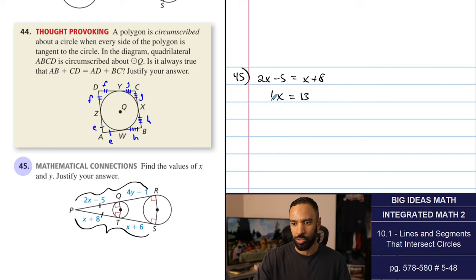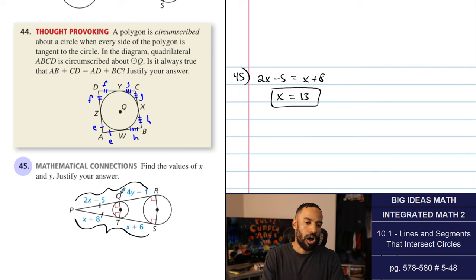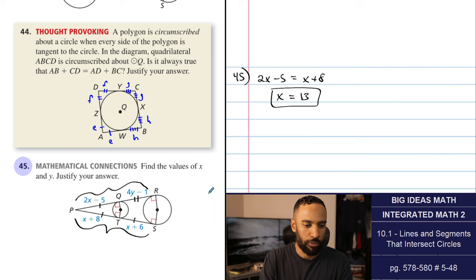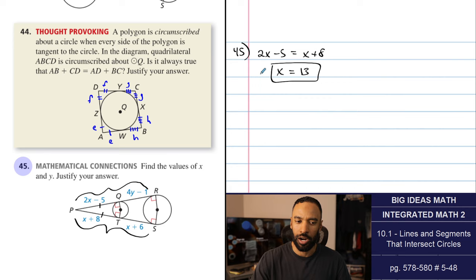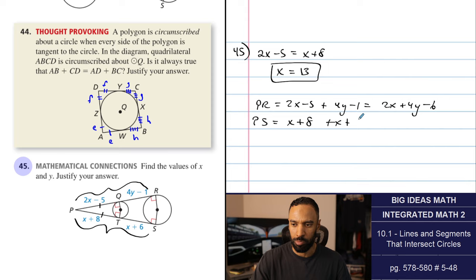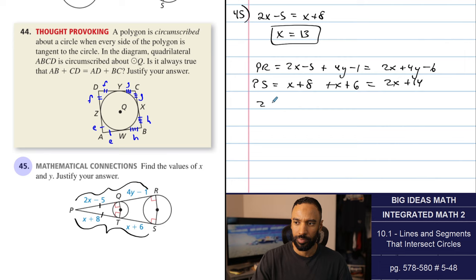Now, although I could use some property, basically addition and subtraction, to conclude that these two must be congruent to each other, let's go more full bore with this and talk about the sum of those things. PR is all of 2x minus 5 plus 4y minus 1, which is 2x plus 4y minus 6, and all of PS is x plus 8 plus x plus 6, which is 2x plus 14. So I want to say that 2x plus 4y minus 6 equals 2x plus 14.